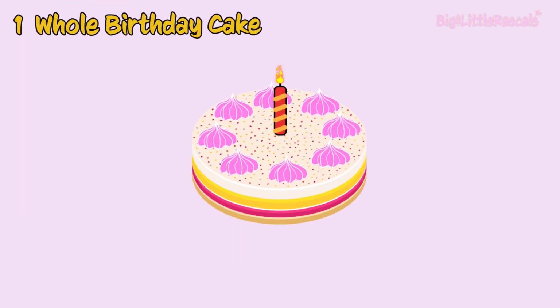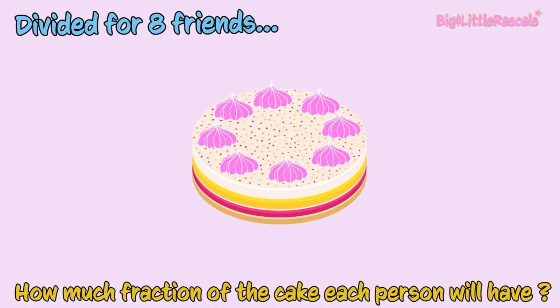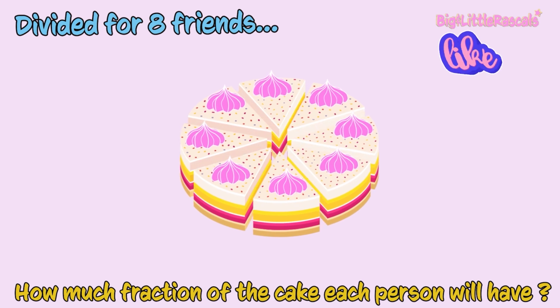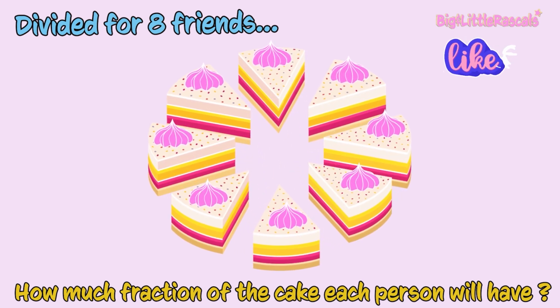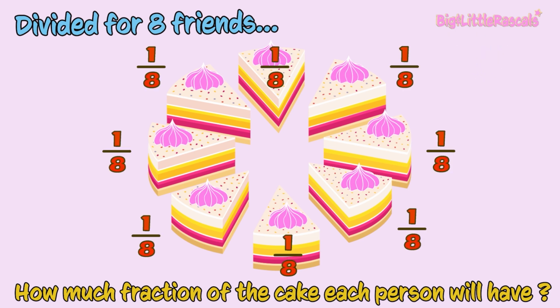Let's say we have a birthday cake here. Yay! We will divide the cake for 8 friends. After we blow the candle, we will cut the cake into 8 slices equally. So, how much of the cake will each person have? 1 cake divided into 8. So each part is 1 out of 8. Each person receives 1/8.